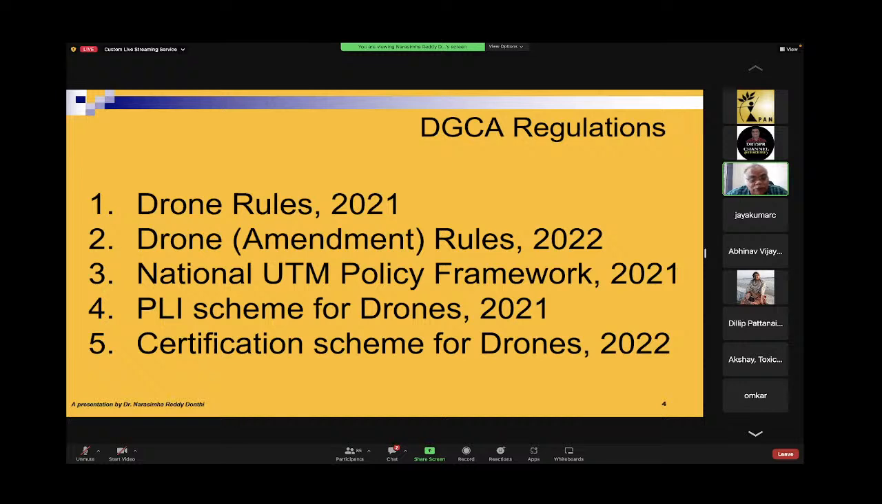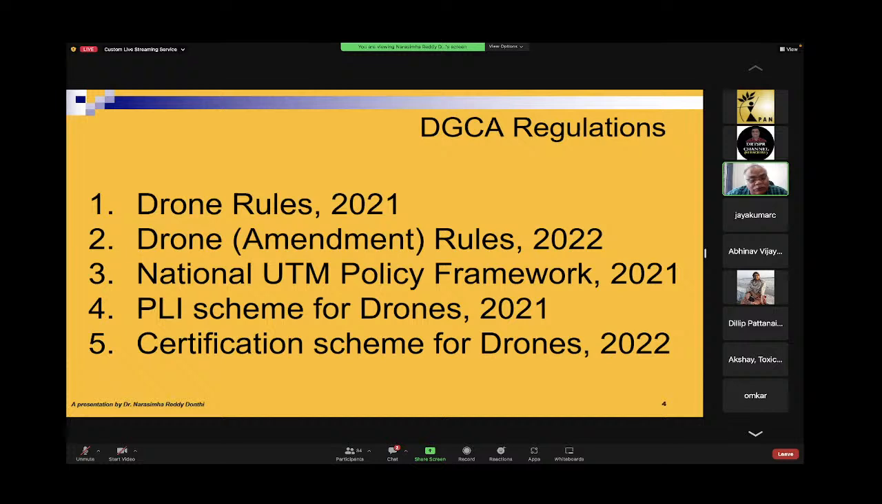Then production linked incentive scheme for drones. So government wants to encourage drone production in India. So further they brought a production linked incentive for drones, and then there is a certification scheme for drones. So if you can see, all this began last year, and they were brought this year. So all this was done in a hurry.